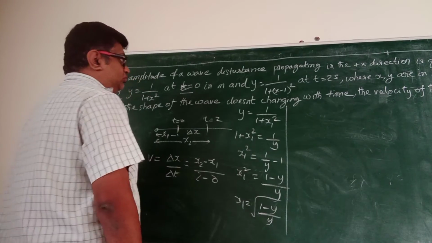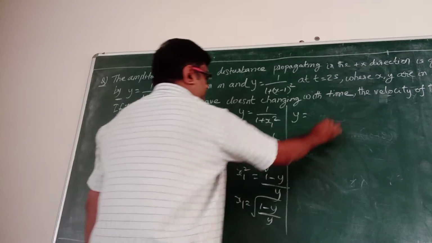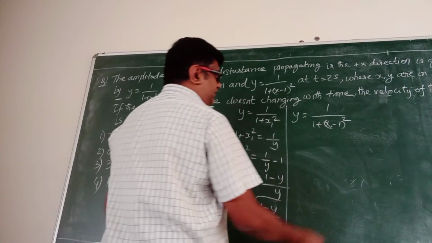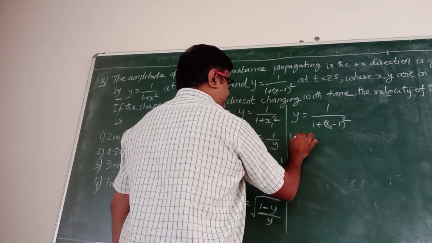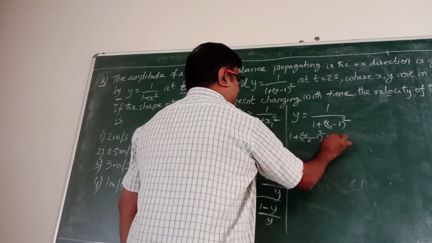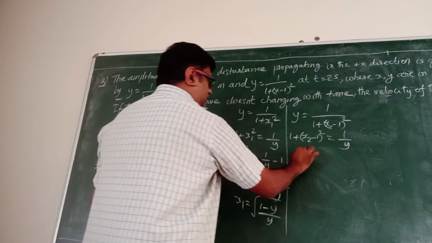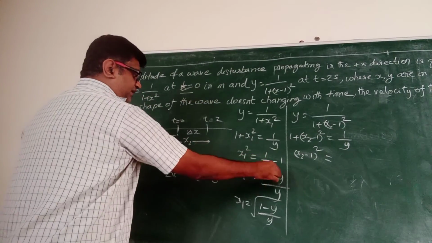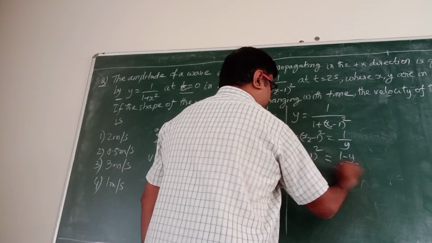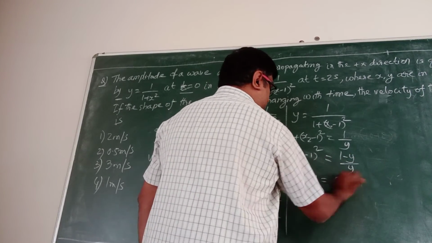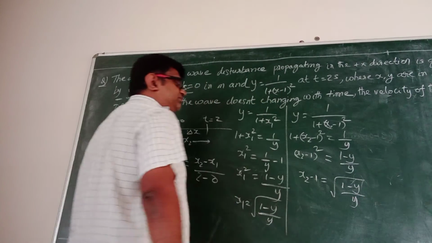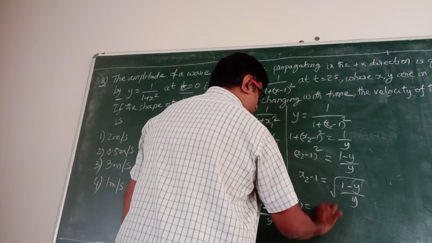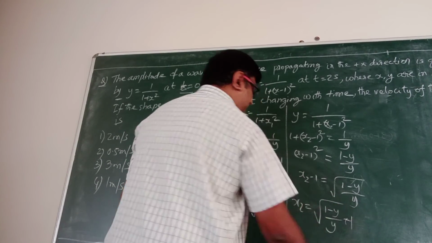Now let us find x2. Y is equal to 1 by 1 plus x2 minus 1 whole square. So from here we need to find x2. So cross multiply, 1 plus x2 minus 1 whole square is equal to 1 by y, or x2 minus 1 whole square is equal to 1 by y minus 1. Again you will get the same scenario, 1 minus y by y, or x2 minus 1 is equal to root over 1 minus y by y. Alright, we want x2, so x2 will be equal to root over 1 minus y by y plus 1.